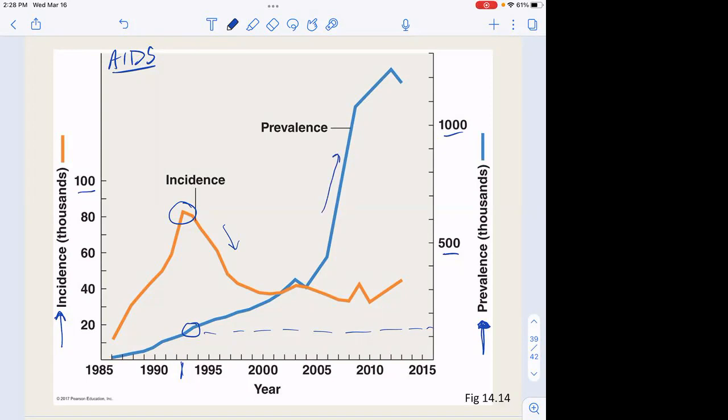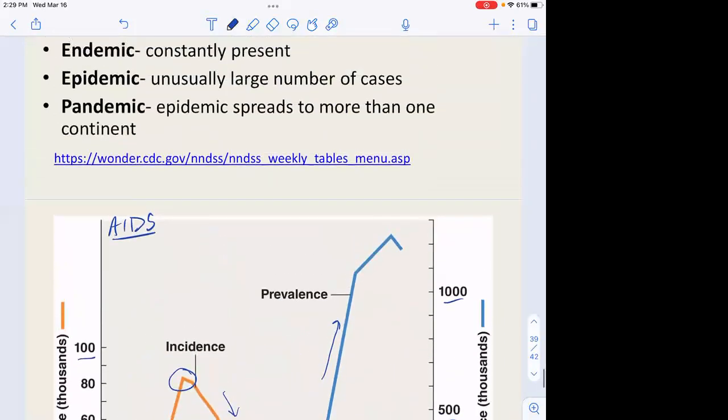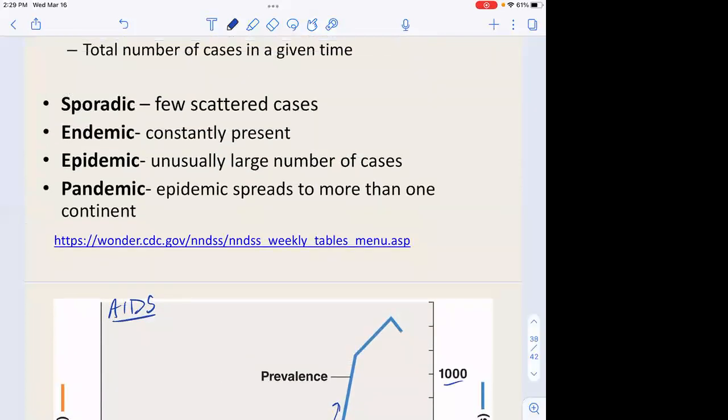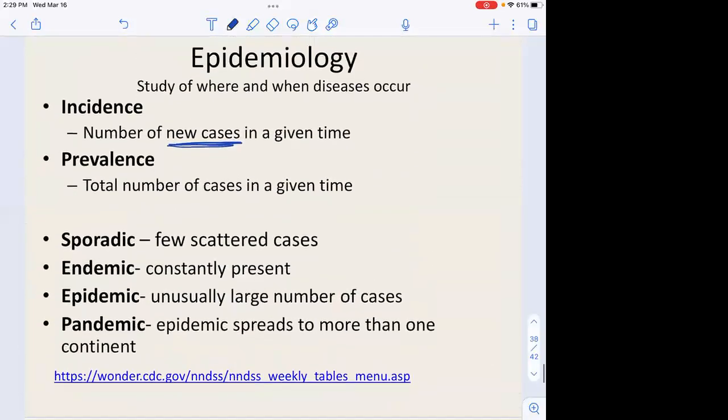Can anybody think about why that might be the case? How is the prevalence so high if the number of new cases is going down? Good. Yes, people are living almost a normal lifespan with AIDS now. So they're living a lot longer. So even though we have fewer new cases, the prevalence is really high. That just gives you practice thinking about incidence versus prevalence.